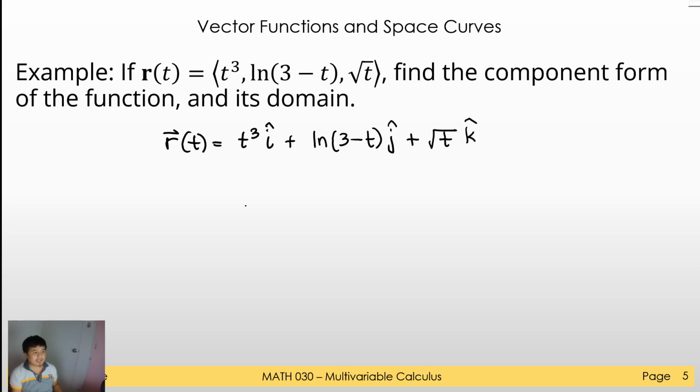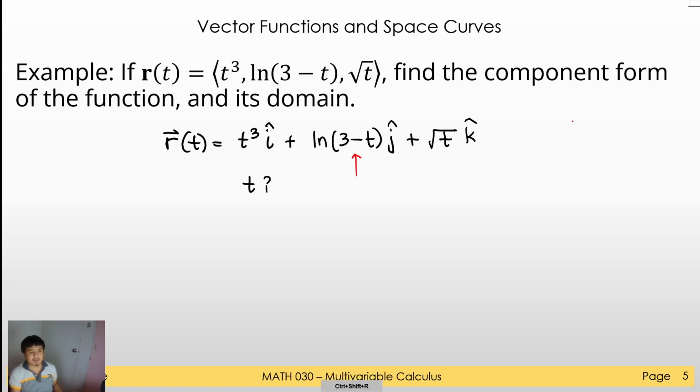Now, how do we figure out the domain of this function? For the domain, what are the possible values of the parametric variable t? What are the values of t that make this a real vector valued function? As we can see, the t in the i or the x coordinate can be any real number, and it will have a corresponding range that is a real number as well. But for the second coordinate, ln of 3 minus t, the argument here, 3 minus t, cannot be 0.